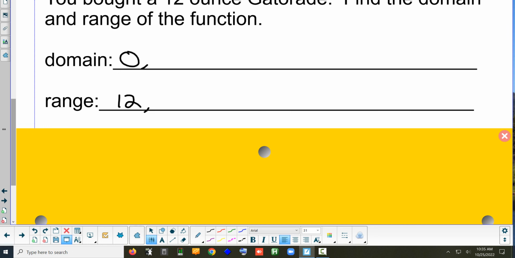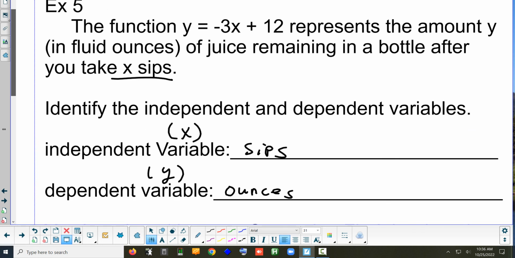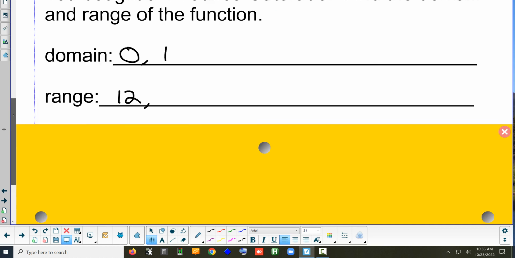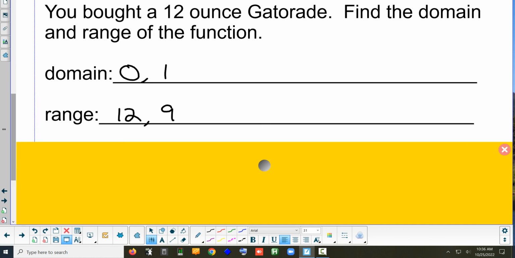What's the next number of sips you could take? Higher than 0. Yeah, you take 1 sip. If you take 1 sip, what's negative 3 times 1? Negative 3 plus 12. What's negative 3 plus 12? Yep, 9. So if you take 1 sip, you will only have 9 ounces left.